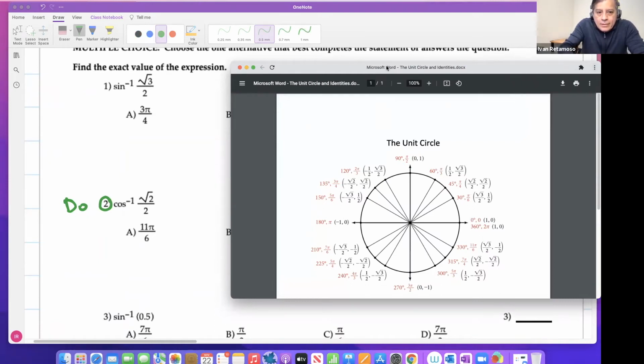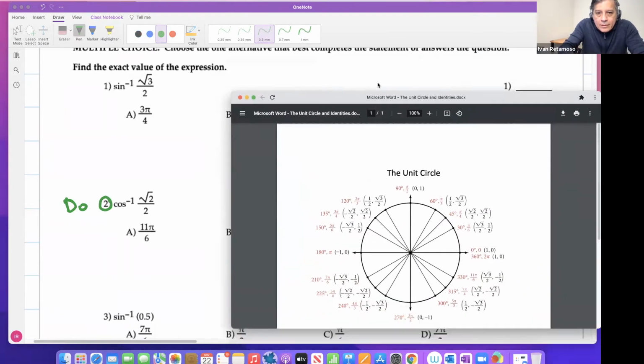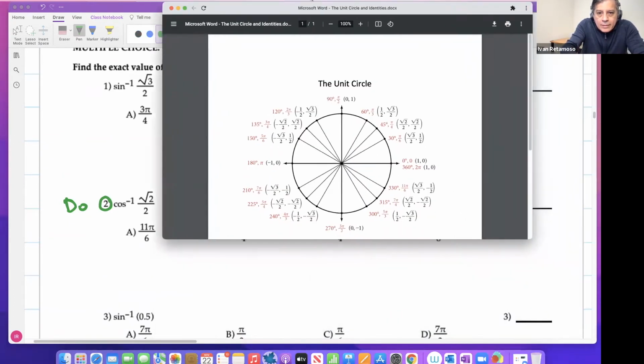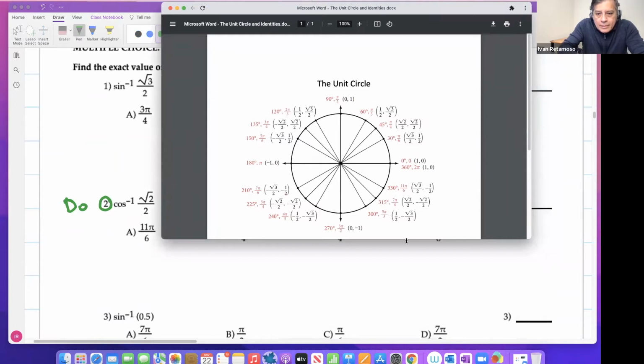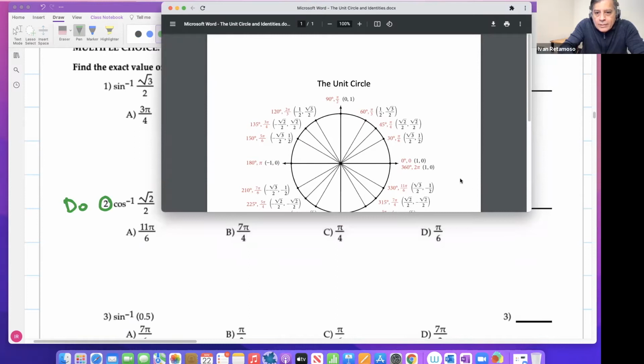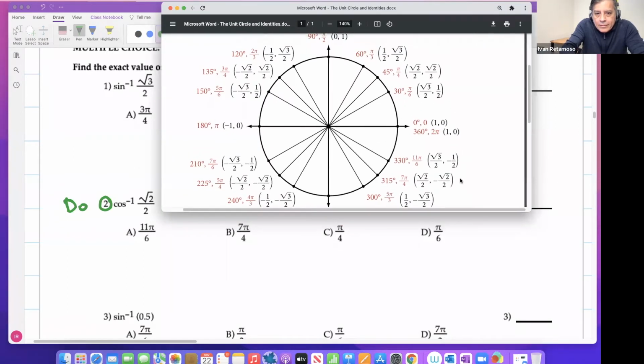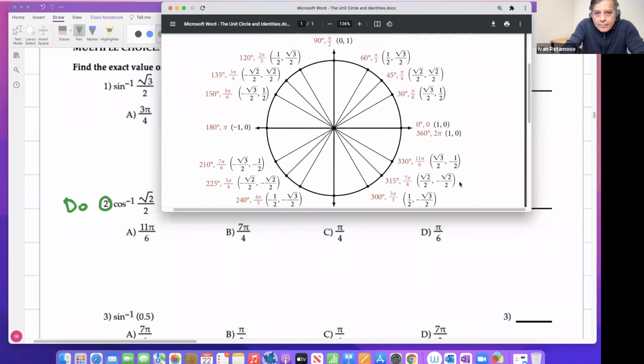What should be the angle whose cosine is the square root of 2 over 2? The choices are there, so maybe the unit circle should be here, smaller. You have the choices there, you have the unit circle here. What should be the angle whose cosine is the square root of 2 over 2?